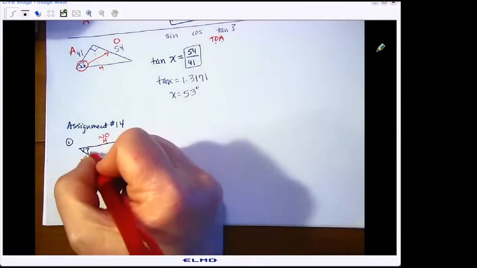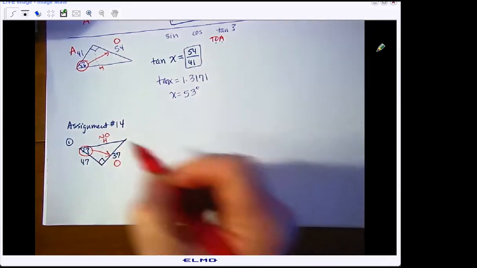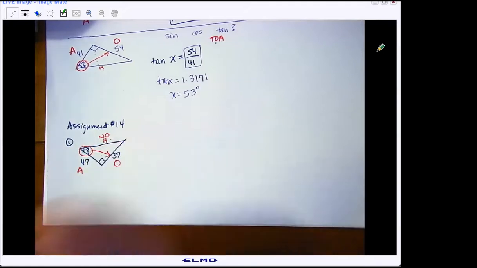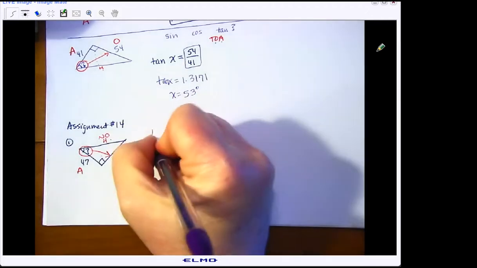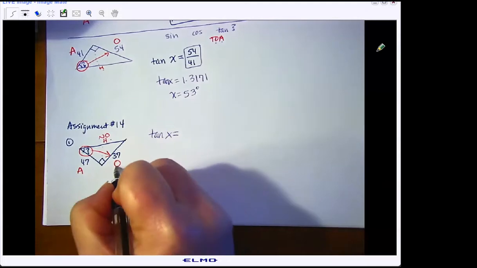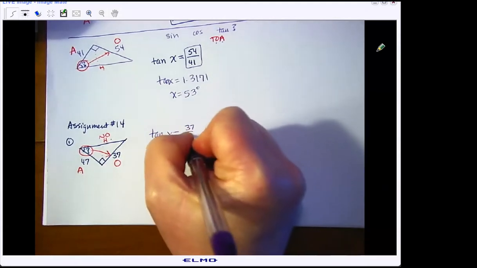Let's go ahead and label our triangle. So this is my opposite. That would be my hypotenuse that we don't have. And this is my adjacent. So we know that the tangent of our angle, x, is equal to opposite over adjacent. So 37 over 47.